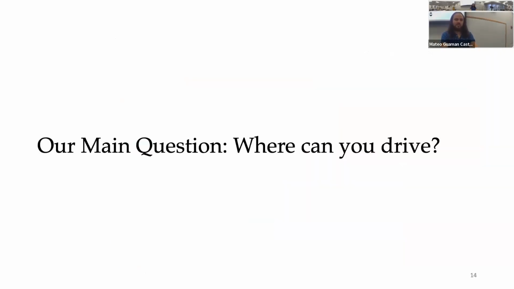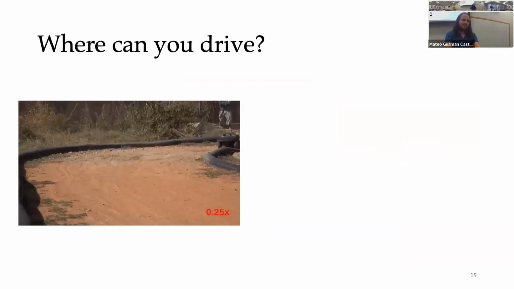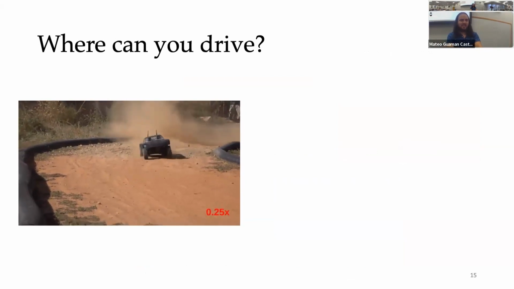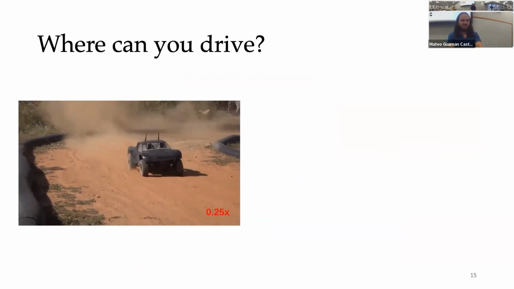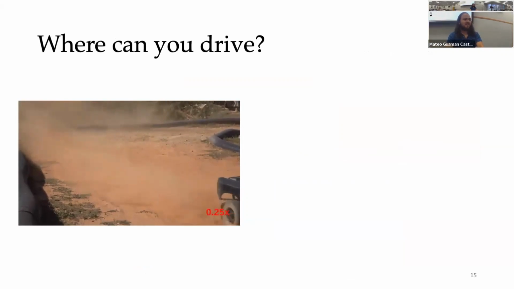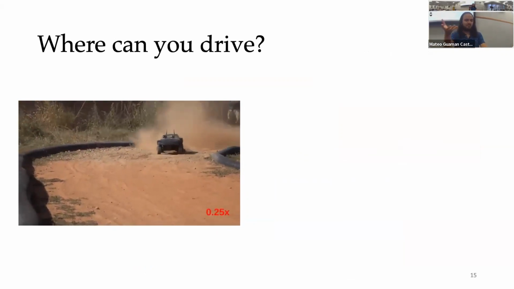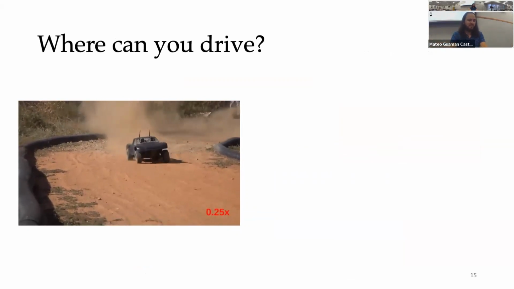So the main question of this thesis and of this problem is: where can you drive? It's a very simple question, but the answer is not obvious. If you have this little vehicle, it can navigate pretty loose terrain. You can see it drifting, you can put it off-road. I guess this shows that even small RC cars can just drive off-road if there are no big obstacles.